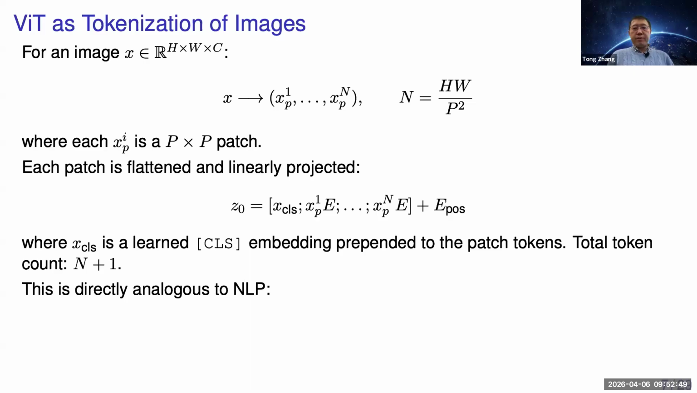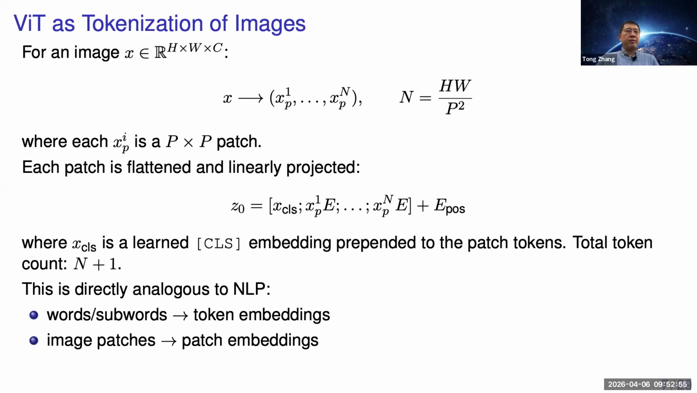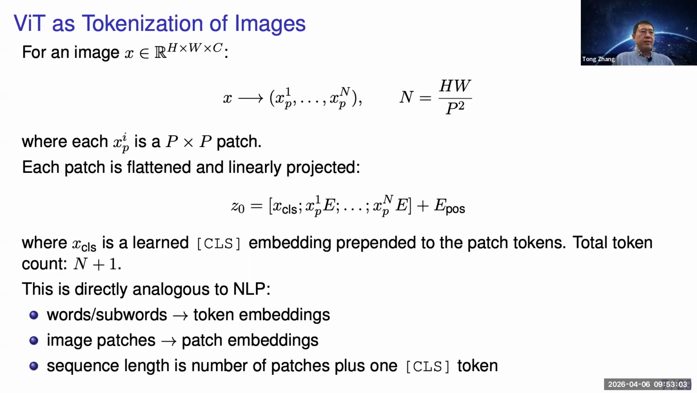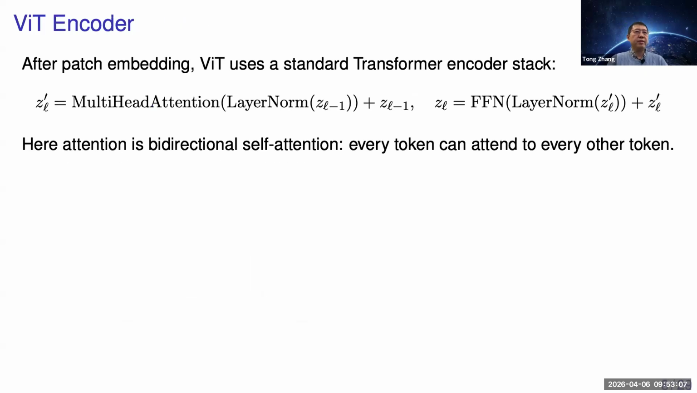This is directly analogous to NLP, right? Words become token embeddings; here the image patch becomes a token. So minimum change is one selling point of this paper. The sequence length is the number of patches plus 1. Okay, so I think it's just repeating.